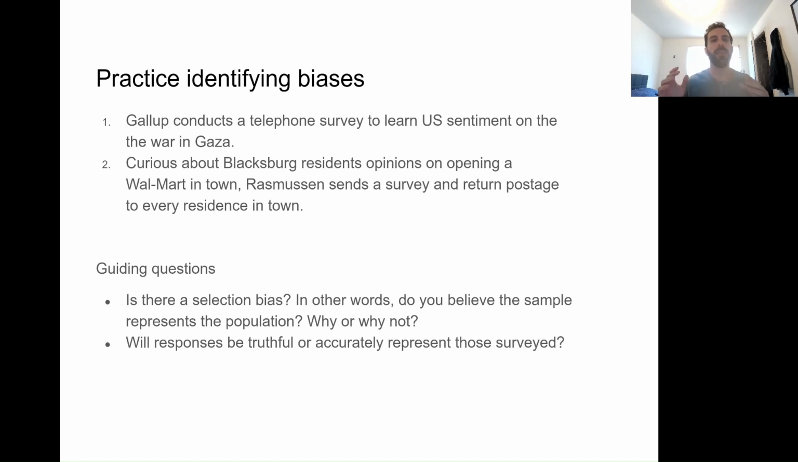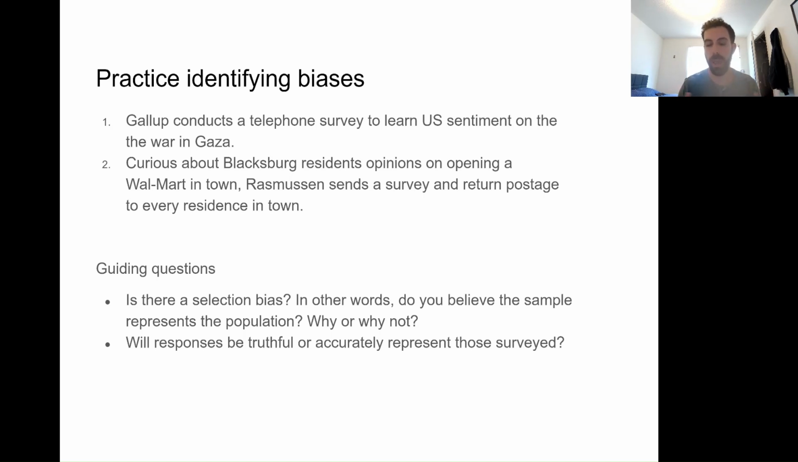Yeah, so in this case, the information about the war in Gaza is a little bit of a red herring. That's not where the bias is introduced. The bias is actually introduced through the telephone survey. Not everybody has access to telephones. Not everybody is willing to answer a number from an unknown call. So there is some reason to believe that there's some selection bias here.